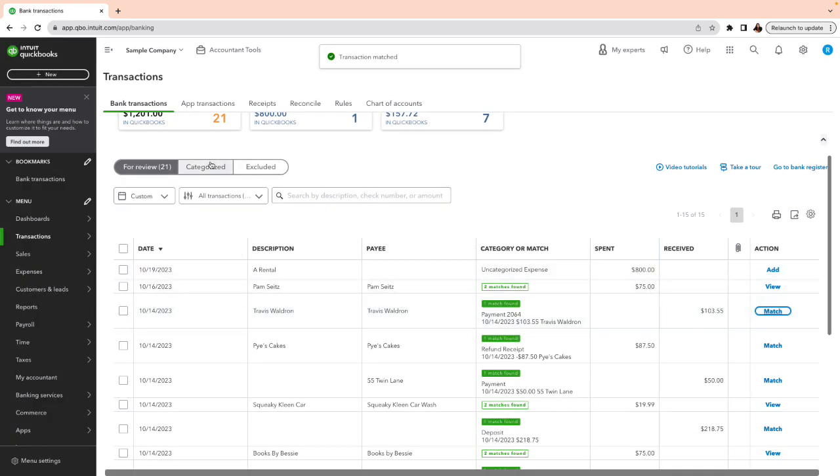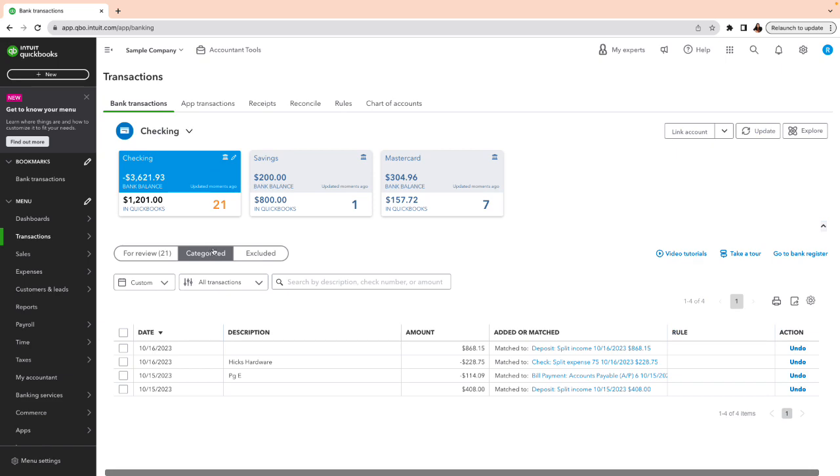Once I add here, it goes to categorize. See that? So there was nothing there. Now there is something in there because we just added. Okay, so that's how you fix it. You can actually fix it from here as well.